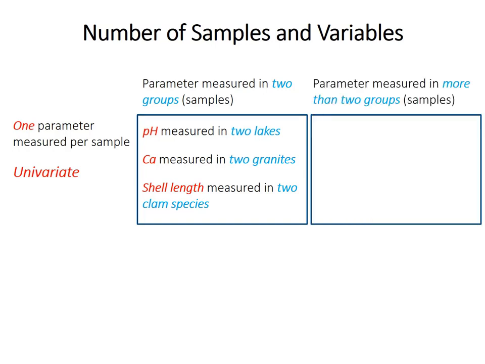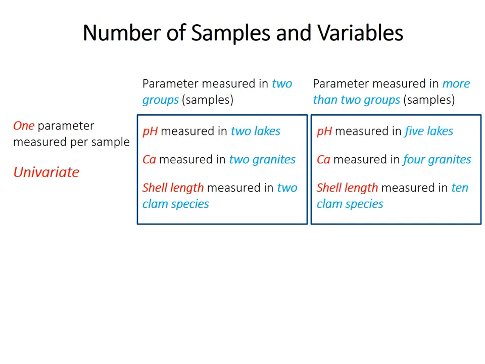If there are more than two samples, if you have more than two groups that you've made measurements from, then you'll need to choose a different test. To be discussed later, in actuality, all these tests are particular cases of a more general method, but we're not going to get into that. So, for example, you might have pH measured in 5 different lakes. pH is one variable, so it's univariate, but you have 5 samples, 5 different lakes. You might have calcium in 4 granites, shell length in 10 species. So basically, the difference is whether you have just 2 samples or more than 2 samples.